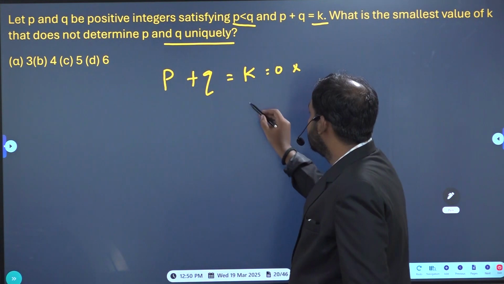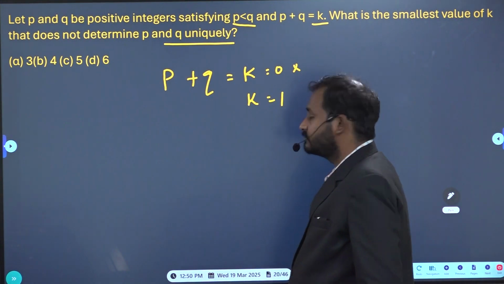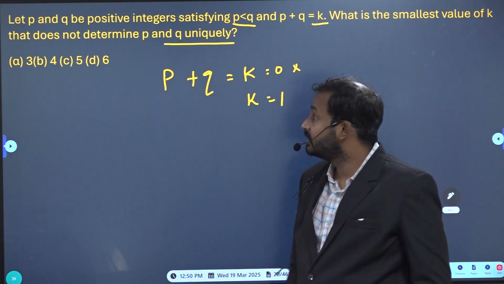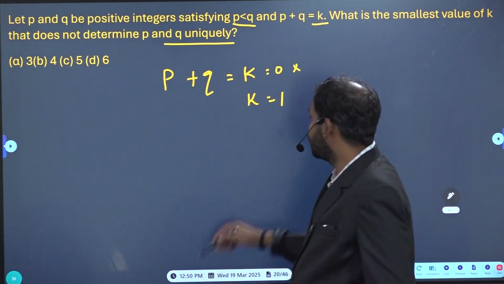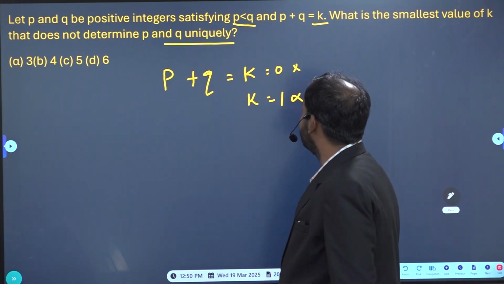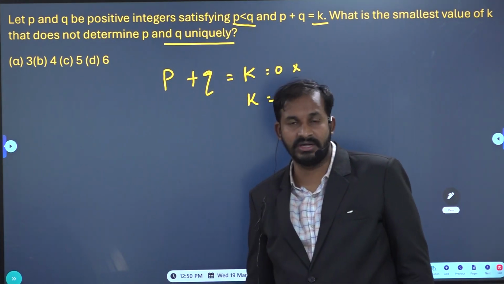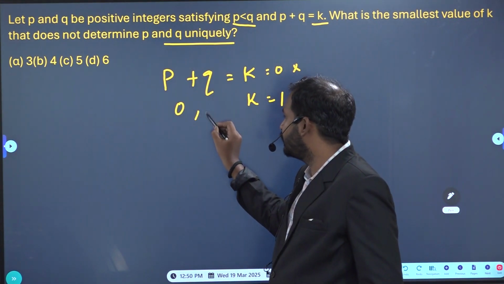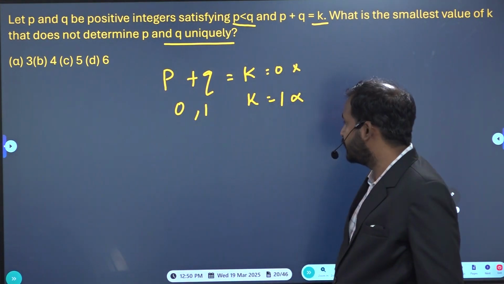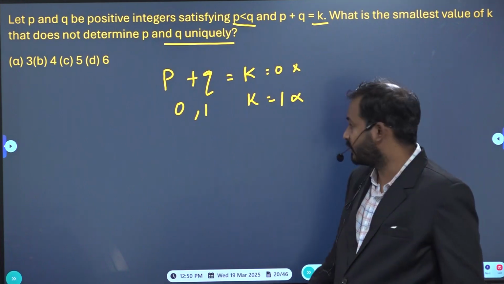Next, I will take the k value as 1. These are positive integers, so it is not possible to get the sum as 1. You may think of 0 and 1, but you should not take 0 and 1. Apart from 0 and 1, do we have any other choice for k equal to 1? No. So that is not our answer.